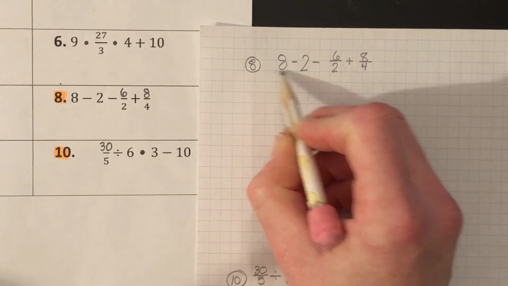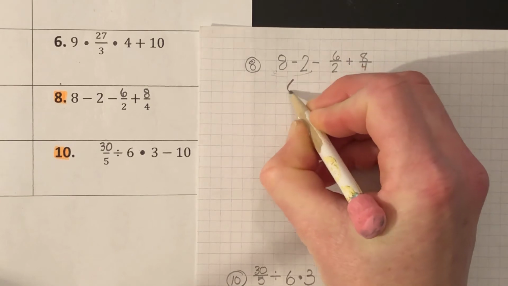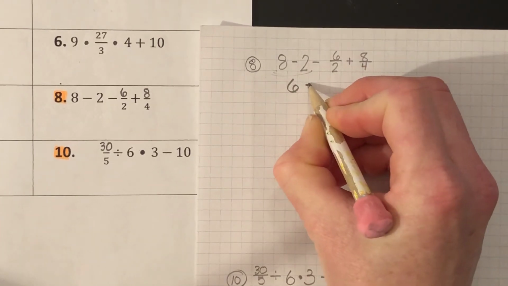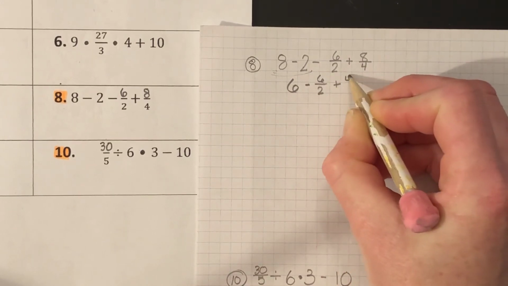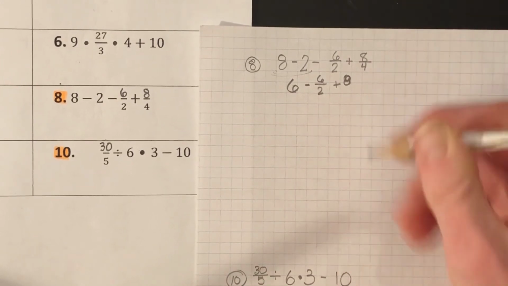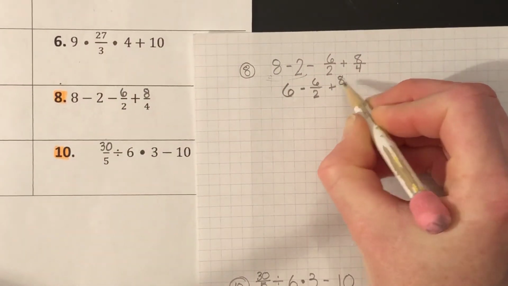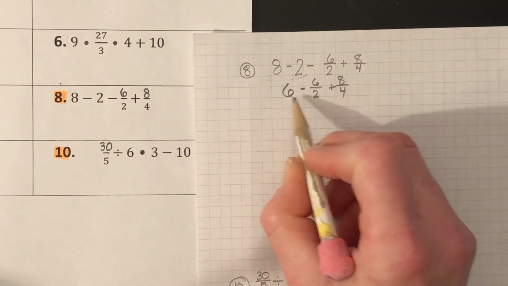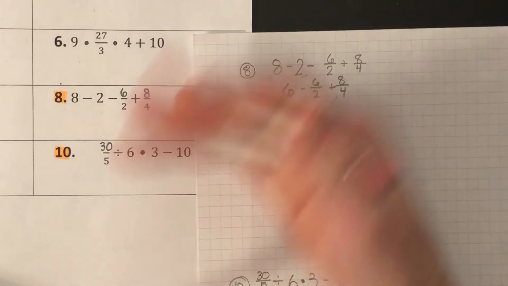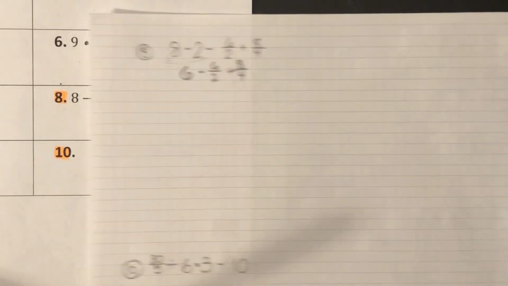The first thing we see is 8 minus 2. We'll do that one first. 8 minus 2 is 6. We have 6 minus 6 halves plus 8/4. Now we've got subtraction and addition, so we're still going left to right. 6 minus 6 halves. Well then, so I'm going to come over here and write it out.